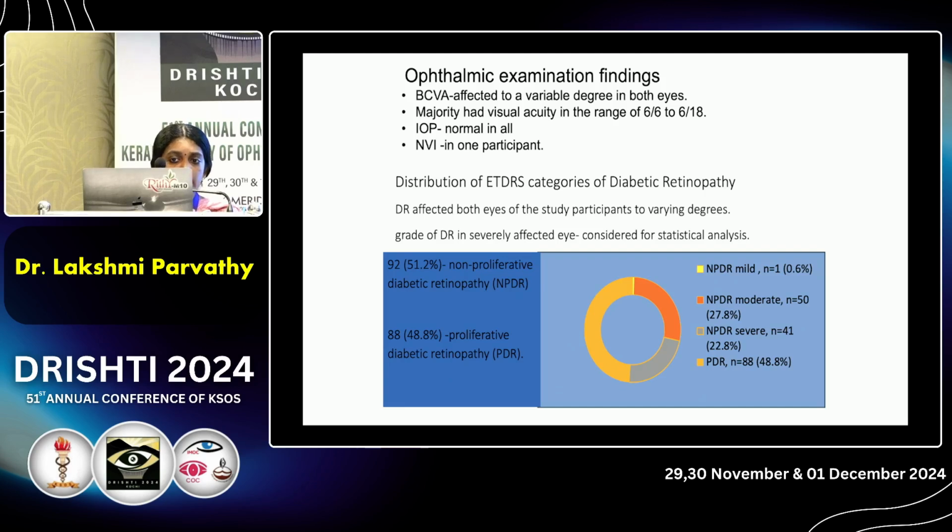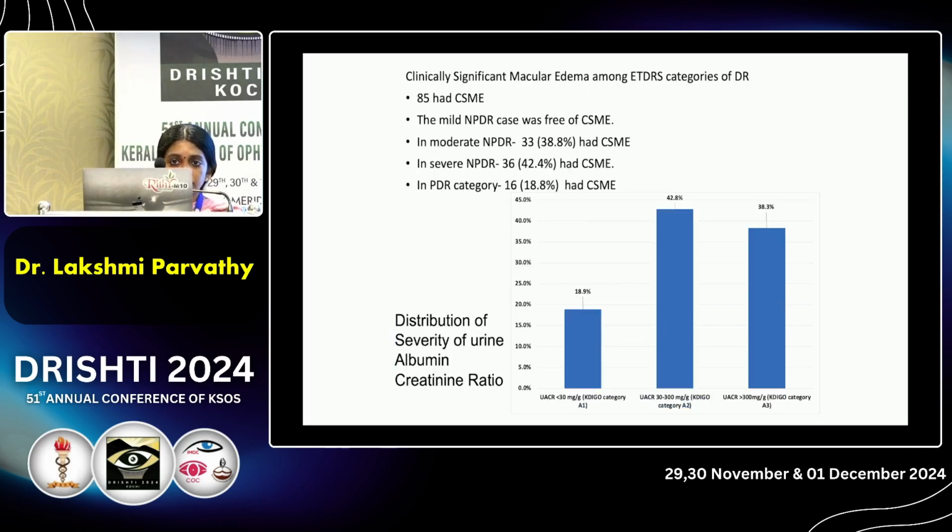Coming to distribution of ETDRS category of diabetic retinopathy. Diabetic retinopathy affected both eyes, so study participants were graded in both eyes, and the grade of diabetic retinopathy in the severely affected eye was considered for statistical analysis. Of the 180 participants, 92 had NPDR, 88 had PDR. Among NPDR, 1 participant had mild NPDR, 50 had moderate NPDR, 41 had severe NPDR, and 88 had PDR. 85 participants had clinically significant macular edema. The mild NPDR case was free of CSME. 38.8% of moderate NPDR and 42.4% of the severe NPDR had CSME. In PDR, 16 had CSME.